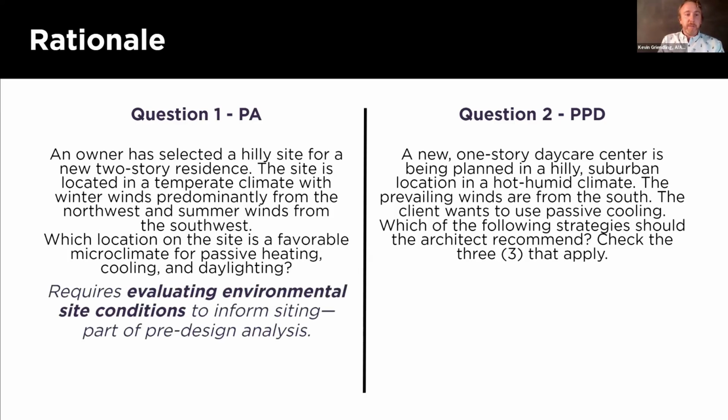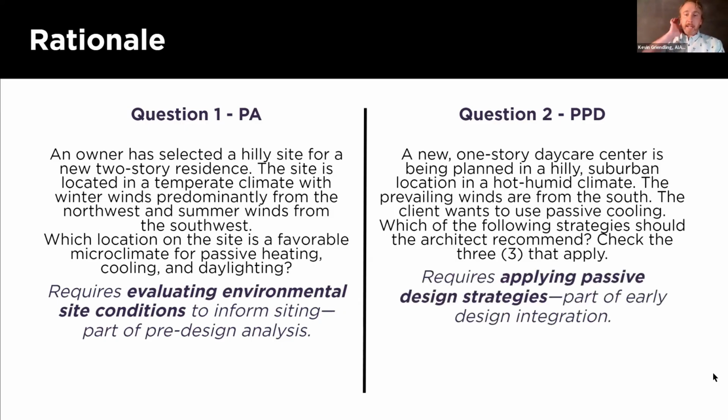There are a lot of similarities, but the differences are this. Programming and analysis requires evaluating environmental site conditions to inform siting. That's part of your pre-design analysis, the things that are going to be most important before you start the project. Whereas project planning and design requires you to apply passive design strategies and environmental site conditions as part of your early design integration. That's really important because now you're actually working with the building, where programming and analysis is almost like a feasibility study. Will this work on this site? And if so, where? And what are the most major implications that are going to have an impact on this project when we contract for it?